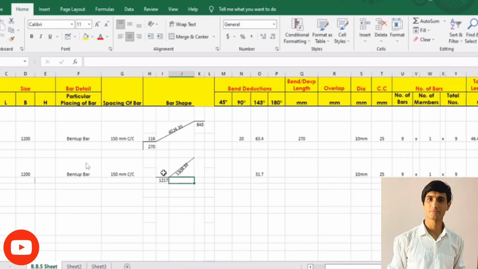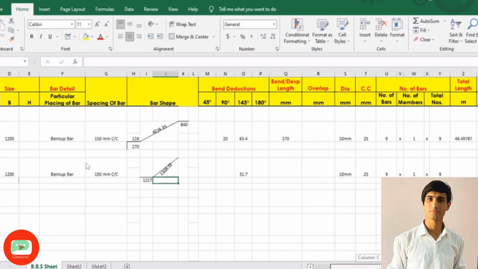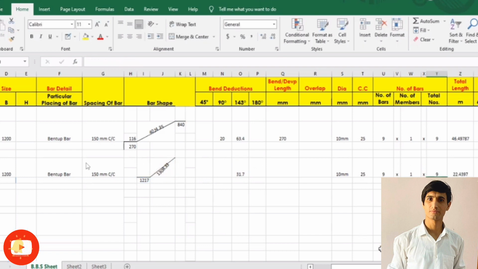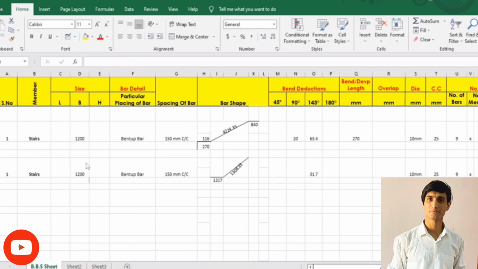Now you can do the alignment. We have done it already, no problem. And next to it we need to find out the total length, and total length will be equal to this one plus this one, minus we need to do the bend direction, multiply it with total numbers, divide it by 1000 in order to convert it into meter. So we have found the bent up bars in the stair in flight number 1 plus landing, flight number 2 plus landing as well.